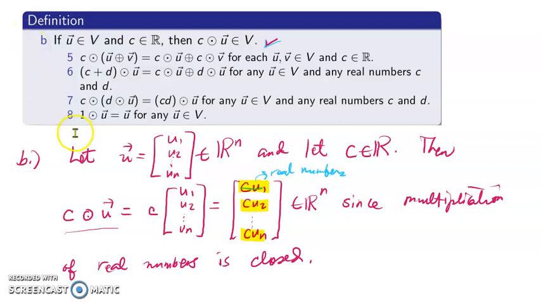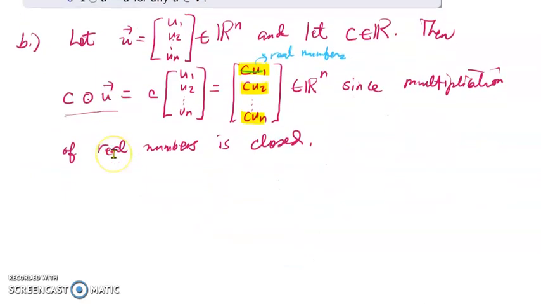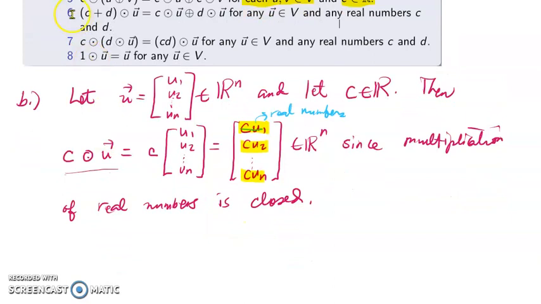Okay, so to show property number 5, we pick here U and V, arbitrary elements. For each of these, we pick an arbitrary element of V and we pick an arbitrary C in R. And then we show this property here. So property number 5.